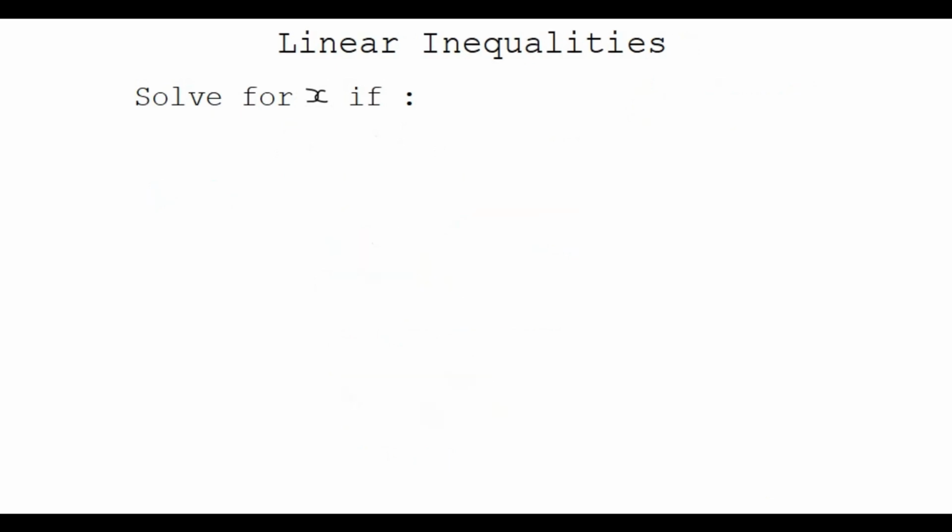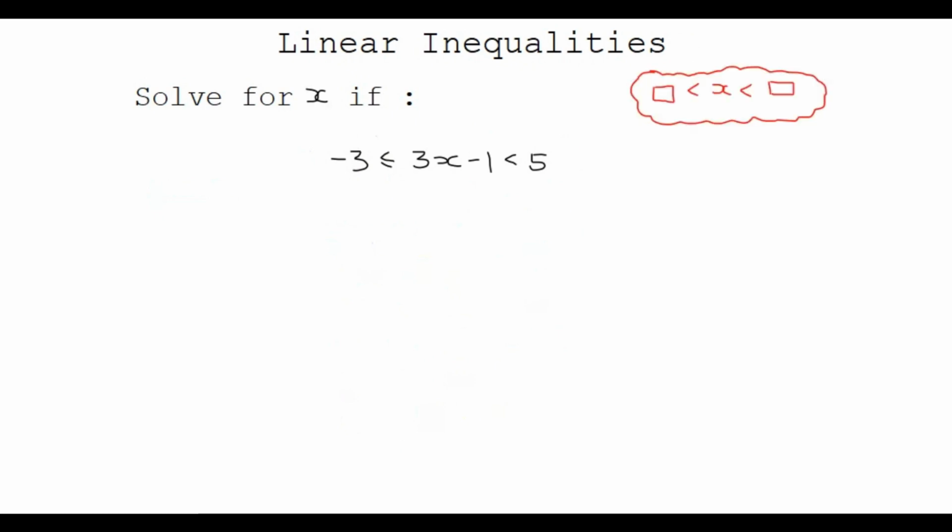So solve for x if, and now we have one where x is squished between two numbers. Remember when we discussed the interval earlier. That is a standard form where we have x between two numbers. And how we are going to solve this is we're going to do it simultaneously. That means we are going to treat them like two different inequalities.